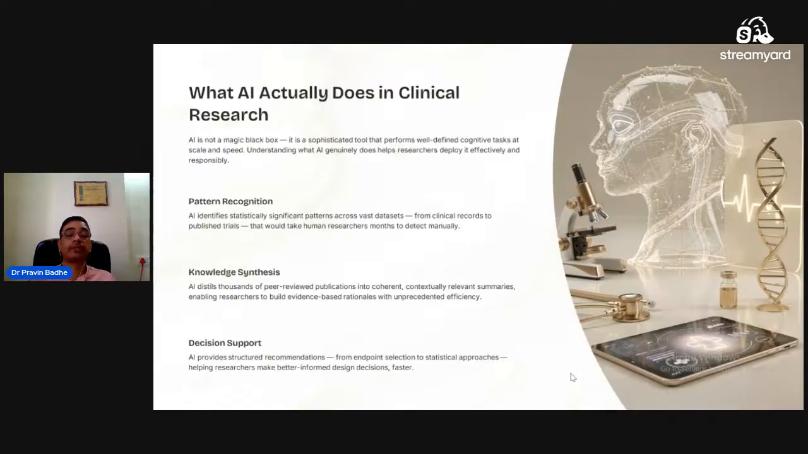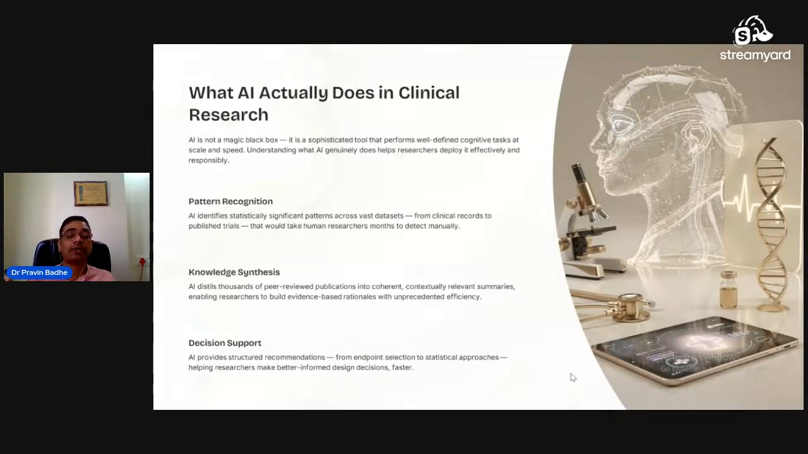Based on all this information, you can initially design pilot studies, or feasibility studies, or cohort studies or cross-sectional studies, which are the primary studies which can be utilized to decide whether I should go for the scale-up study. So AI is contributing in that. It is not a magic black box, but it is actually a tool which helps perform well-defined cognitive tasks, which can be done with speed and at scale. That is a very important part to understand with AI.